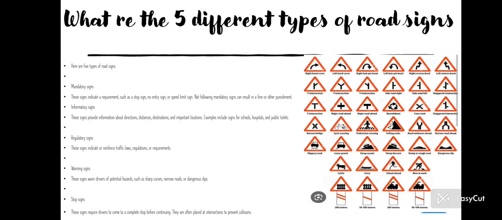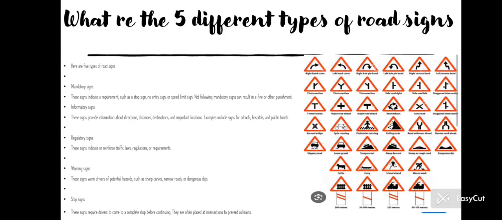Here, what are the 5 different types of road signs? Actually, there are 5 different types of road signs. Those are mandatory signs, informatory signs, regulatory signs, warning signs, and stop signs. The mandatory signs are signs that indicate requirements such as stop sign, no entry sign, and speed limit sign. Not following mandatory signs can result in a fine or other punishment.